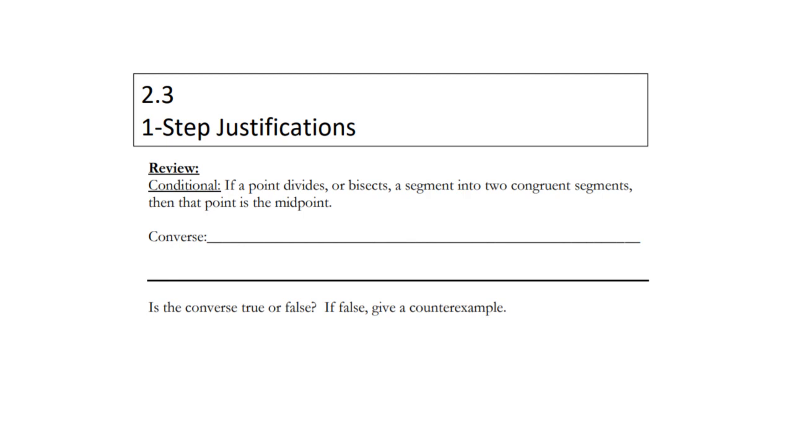So to begin, why don't you go ahead and write the converse of the conditional statement that's listed right here. Let's go through this real quick. Remember that in our conditional, we can highlight our hypothesis with a specific color. I use red. So if a point divides or bisects a segment into two congruent segments, then that point is a midpoint. So pause the video, a little warm up, write the converse, and then if the converse is true, good to go. If it's false, provide a counterexample.